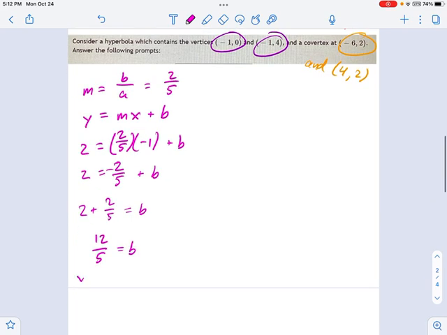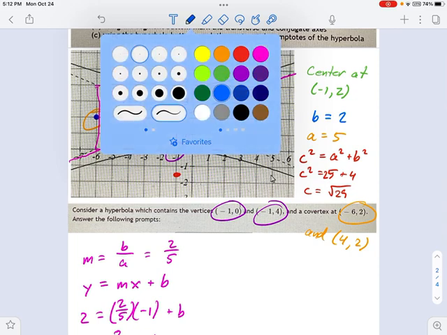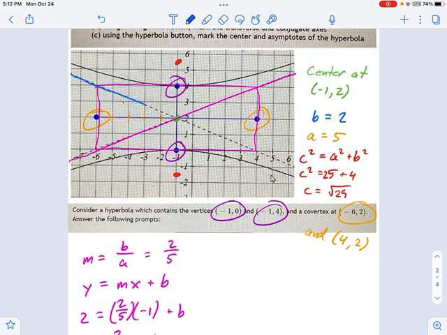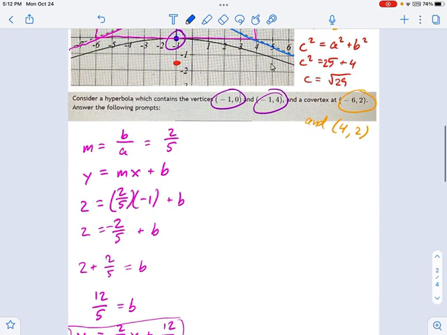So now when I plug this in, I get the following equation for an asymptote: y equals 2/5, that's the slope, times x, plus the y-intercept, that's 12/5. Okay? So that's how we find one of them. The other one, I'll put in blue. You can see that's going to be going down, like this. So it's the same slope of 2/5, it's just now going negative instead of positive, right? It goes down by b and over by 5. So in this case, m equals -2/5.